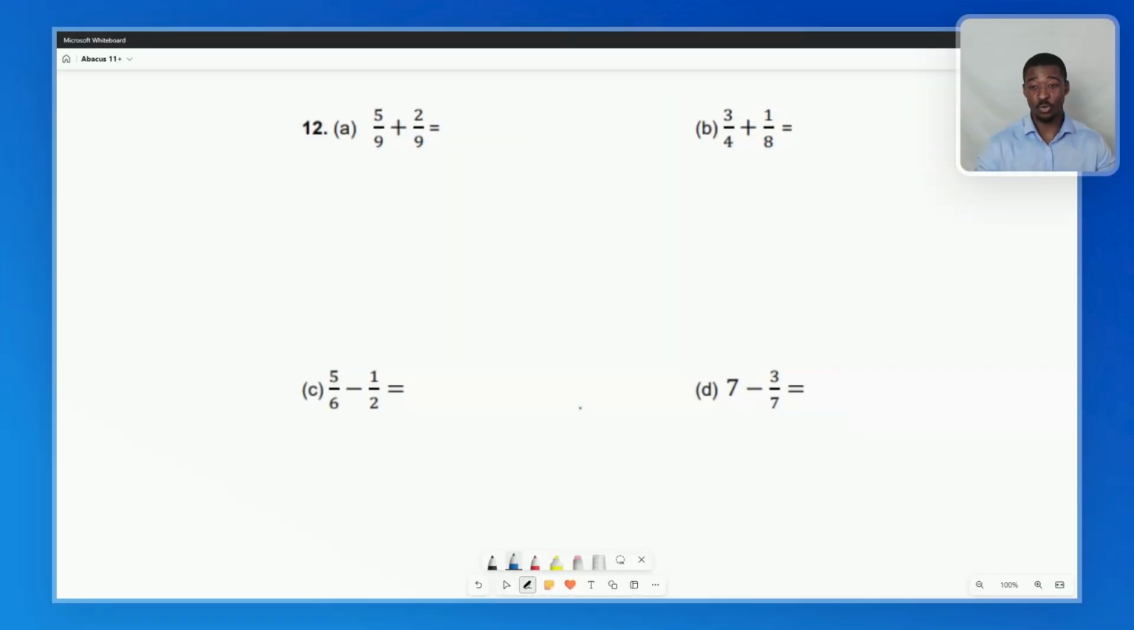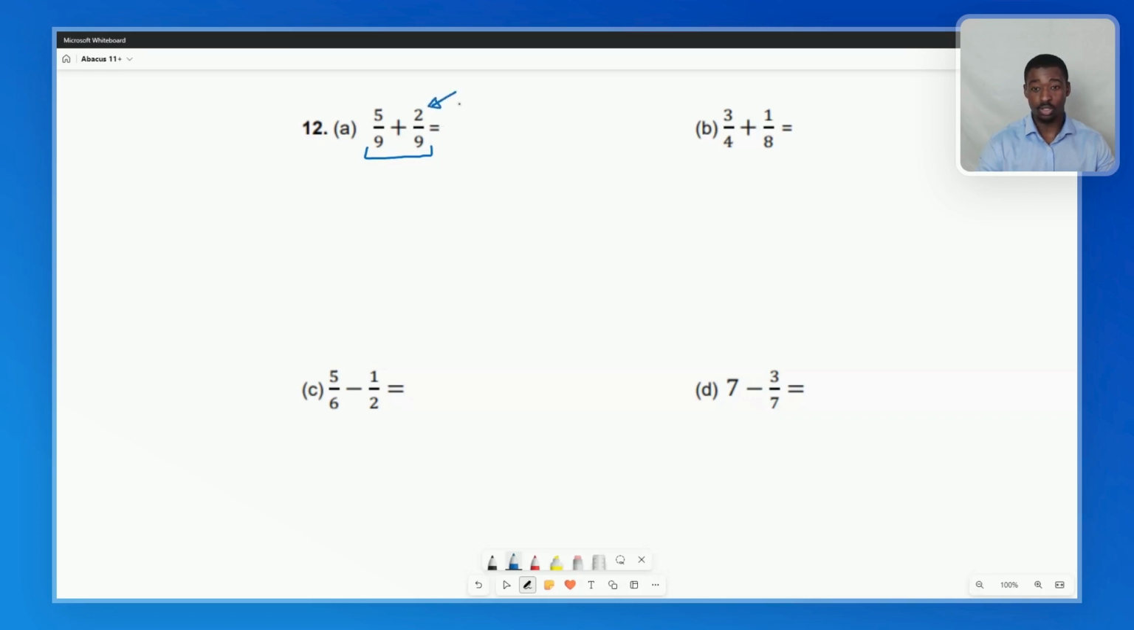Okay, so now let's go through each of these parts, part A, B, C, D, one by one, and let's work these out. So first for part A, we have 5 ninths plus 2 ninths, 5 over 9 plus 2 over 9. Here they've made our life pretty easy because we already have a common denominator, right?